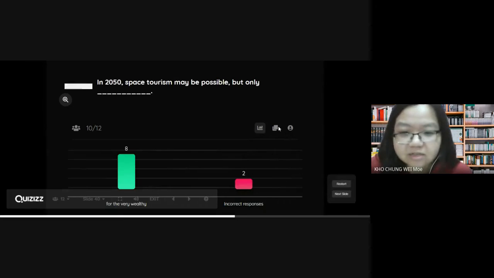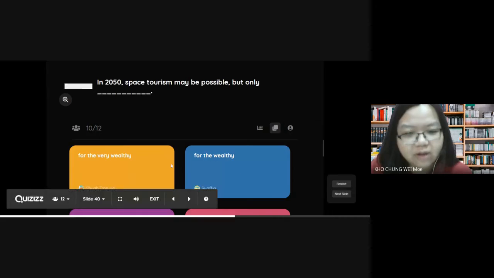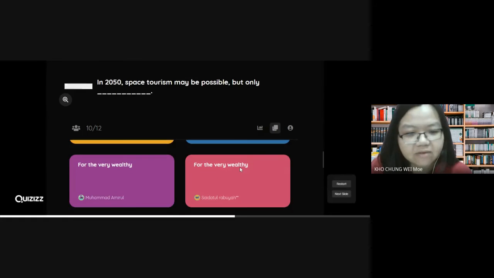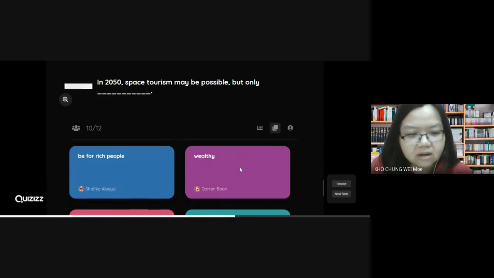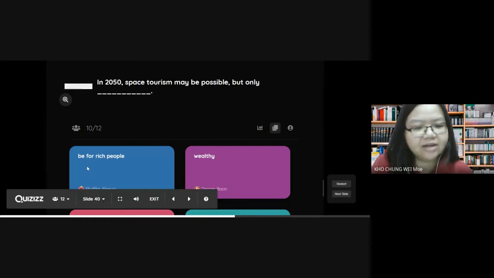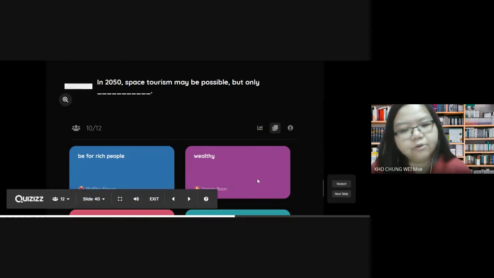Let's see what is wrong. For the very wealthy, correct. Okay, but Shafika, "but only be for rich people". So the extra word "be" there is not necessary. In fact, it makes the sentence wrong in terms of grammar. So I cannot say "but only be for rich people". It should be "but only for rich people". Okay, Darren Boone.